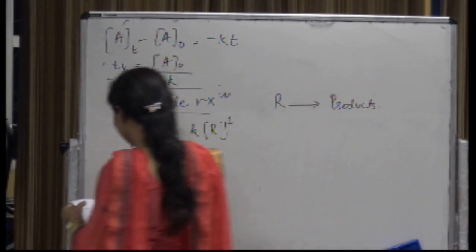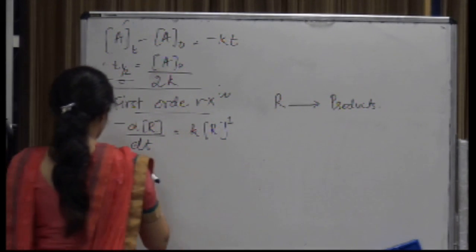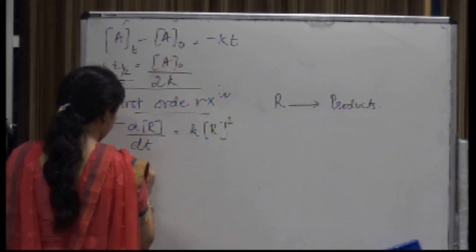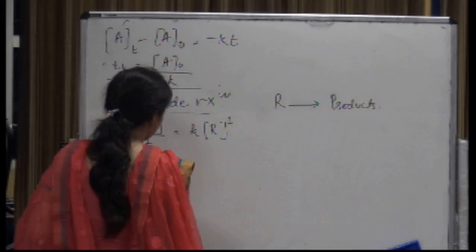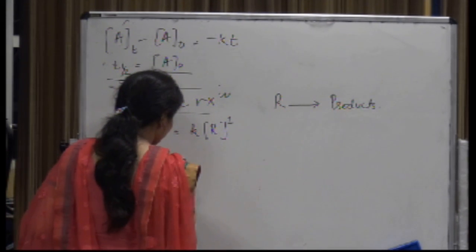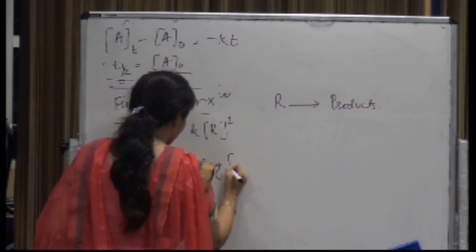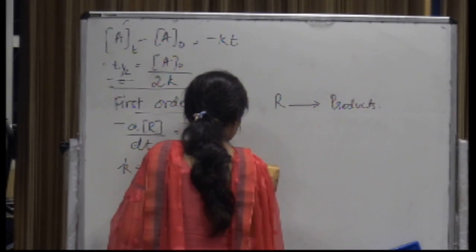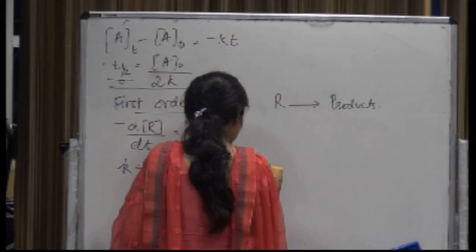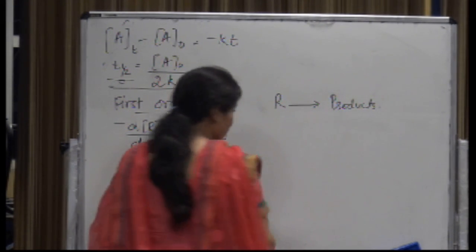Now here, say I am directly coming to the expression that you get for k, that is 2.303 upon t log of R naught upon Rt. Where did this 2 come from, dear?